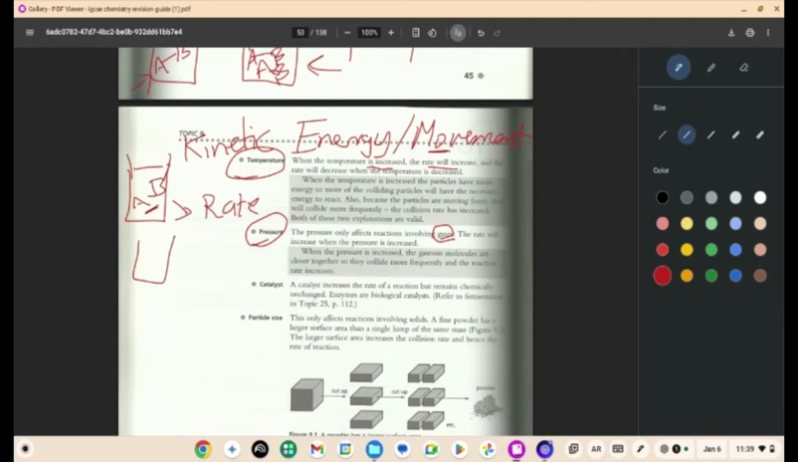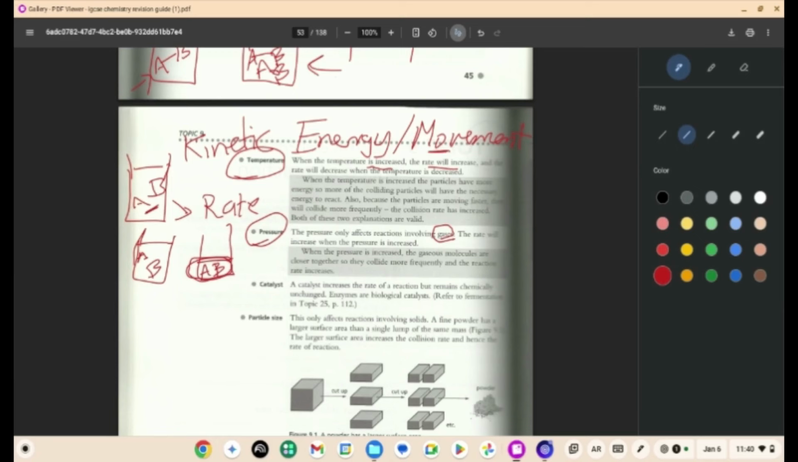Pressure. The concept of pressure only works in the case of gases. Let's understand it more. In the first test tube, for example, we have low pressure, and in the second one we have higher pressure. As the pressure increases, the particles are closer to each other, so the collision theory will work faster, so the reaction rate will increase.